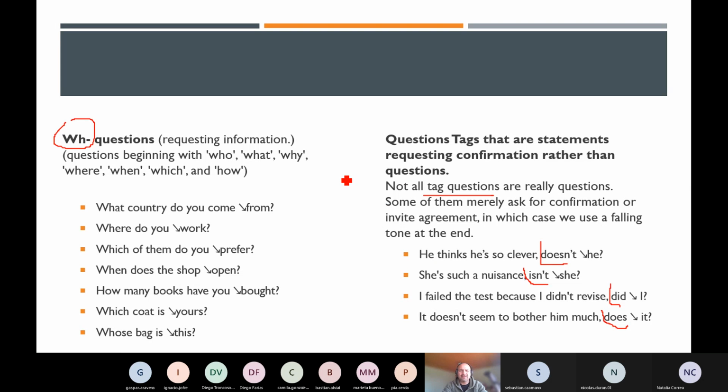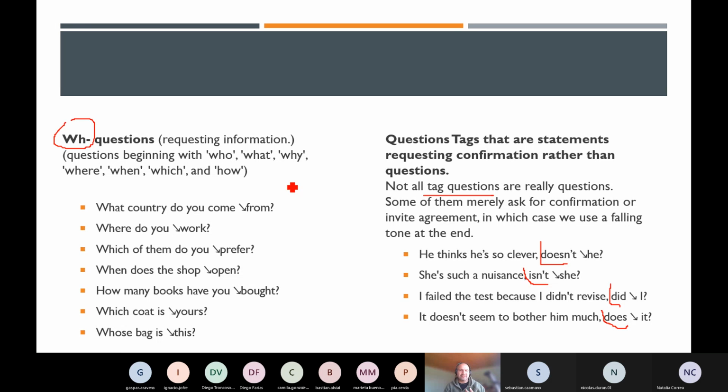He thinks he's so clever, doesn't he? Doesn't he? Right? Doesn't he? He says some of them merely ask for confirmation or invite agreement. But in general, when you say he thinks he's so clever, doesn't he? You're actually expressing what you feel, and you don't want to get the answer, maybe. I mean, I know he thinks he's so clever, right? And I'm not expecting you to confirm what I think, right?